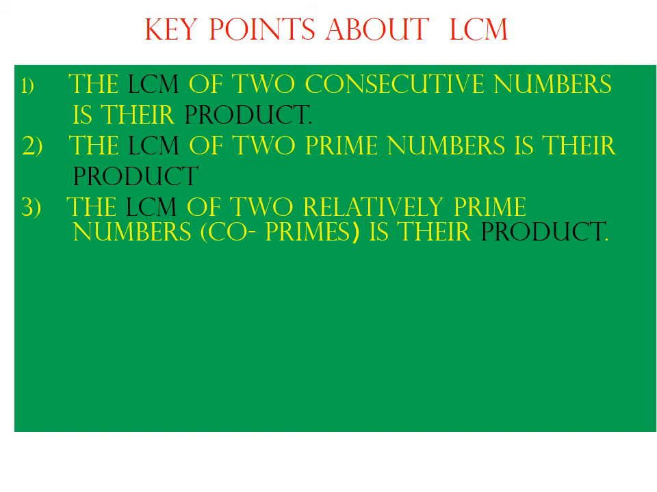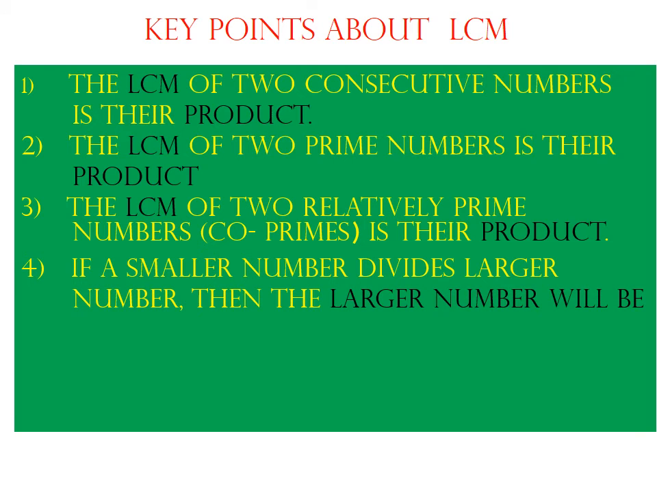For example, take 4 and 9. The factors of 4 are 1, 2, 4, and the factors of 9 are 1, 3, and 9. The common factor is only 1, therefore they are called relatively prime numbers or co-primes. So, the LCM of 4 and 9 will be their product, that is 4 into 9, 36 is the LCM of 4 and 9.